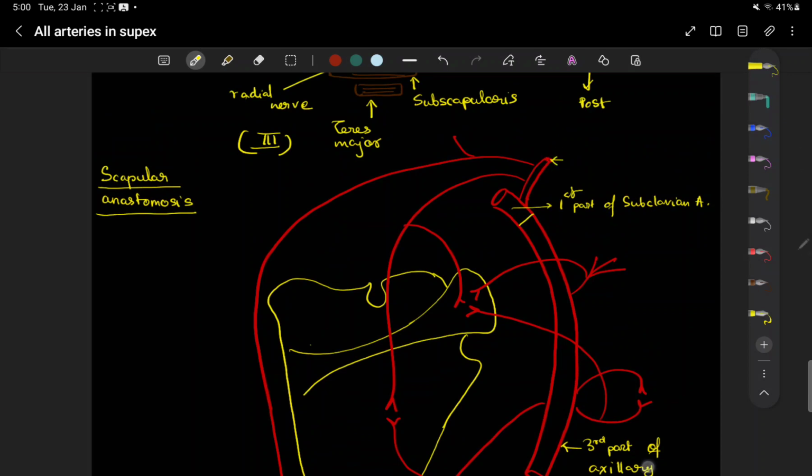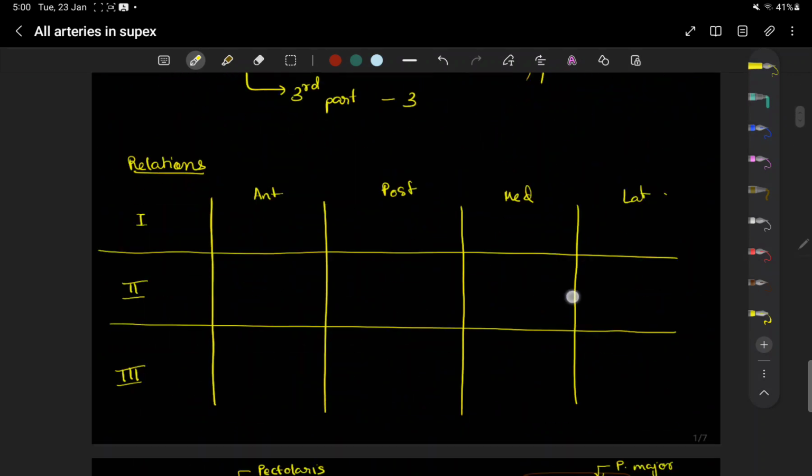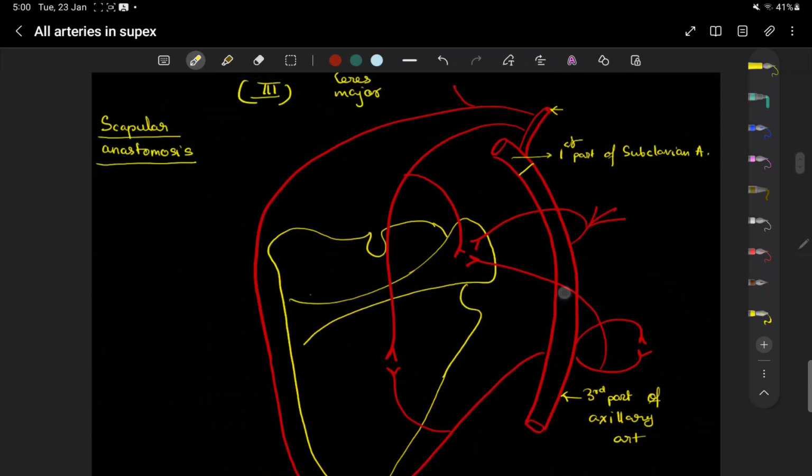Generally, in the head and neck chapter we'll learn about the branches of the subclavian artery. There, the first part of the subclavian artery has one branch, and that is called the thyrocervical trunk. It means it's a trunk, so it further gives out branches. This thyrocervical trunk gives out 2 branches.